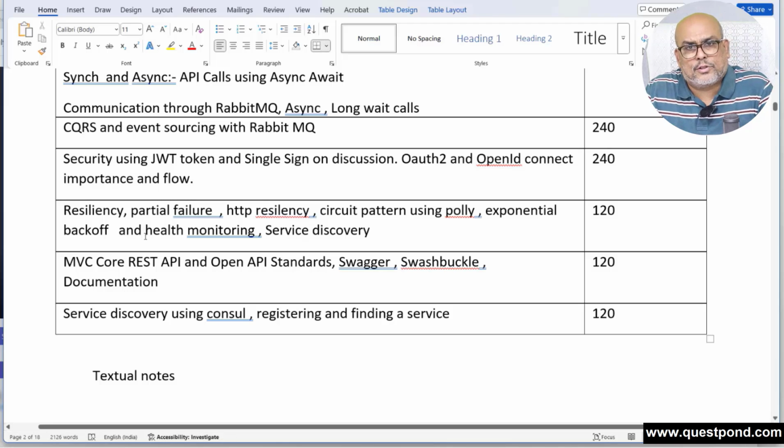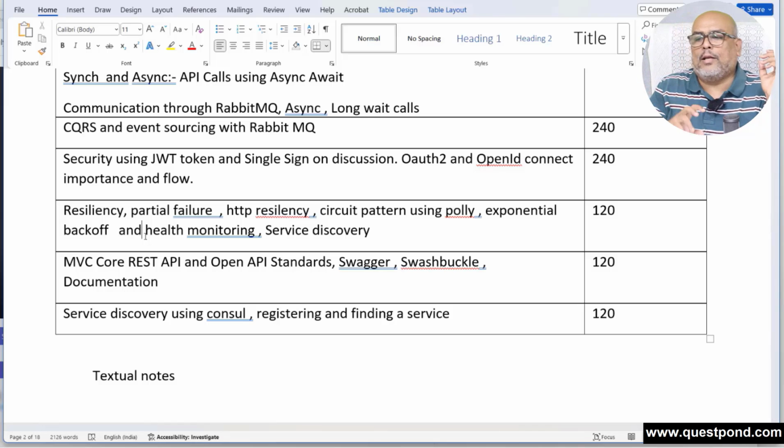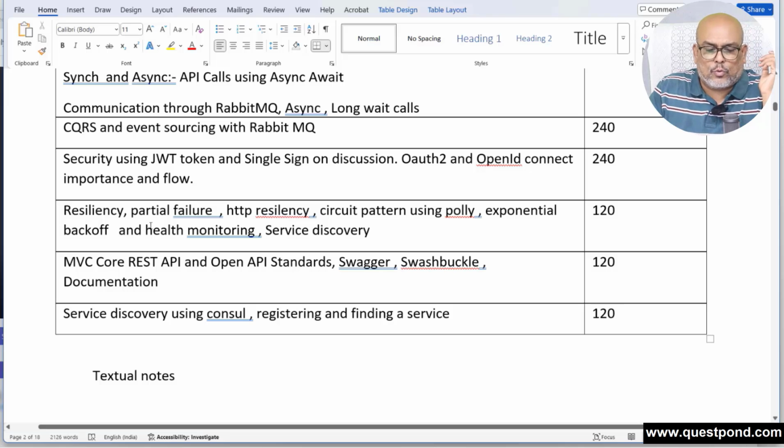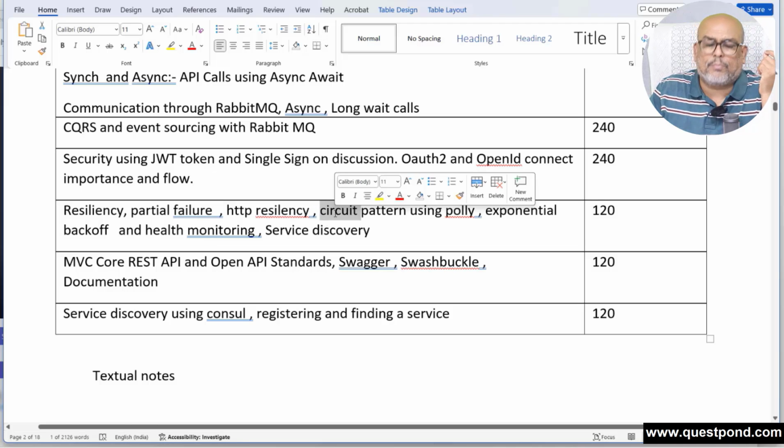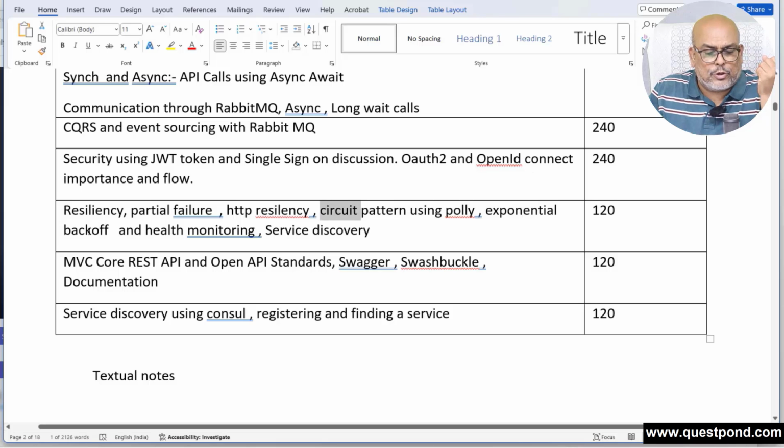And when you're talking about microservices, one of the important parts is resiliency. Let us say that from billing, you send some data to accounting and the accounting application is not running. There should be a way where it will actually try to recover. So you would like to implement resiliency, so that we can keep polling whether that thing is completed or not. We'll talk about some patterns here: partial failure, circuit breaker pattern, exponential backoff, health monitoring, and so on. So we'll talk about this.